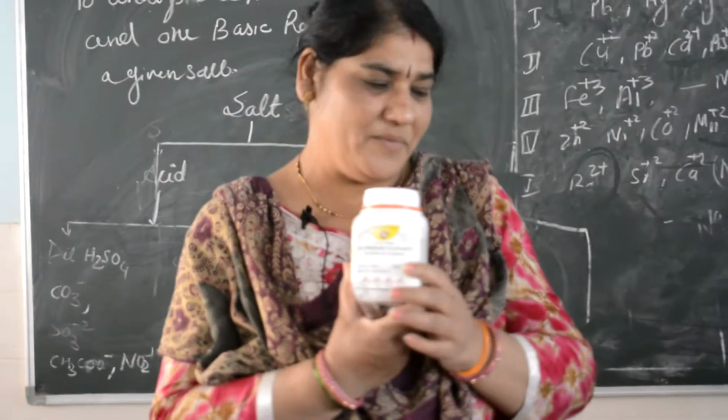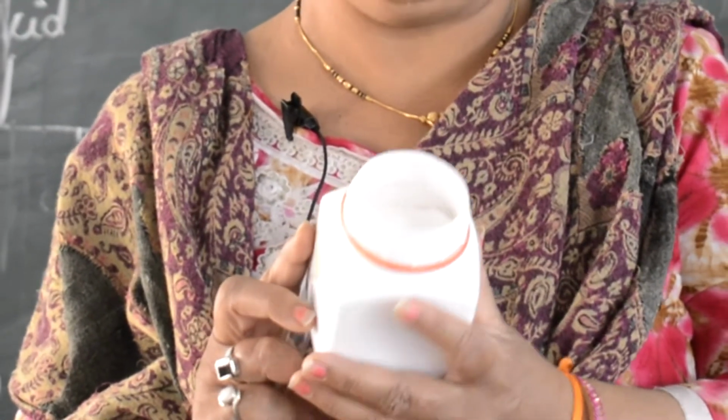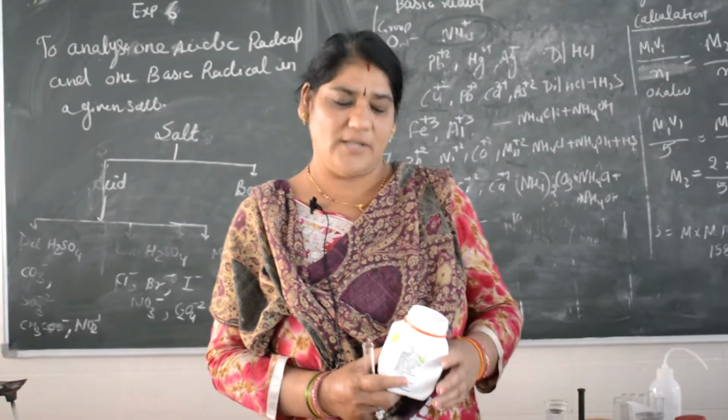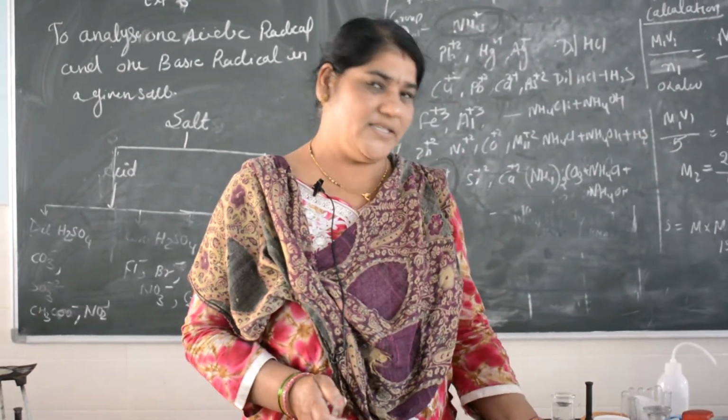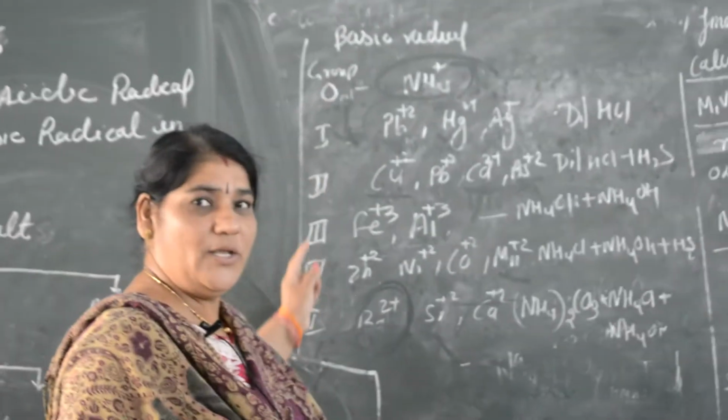I have taken aluminum sulphate. The color of the aluminum sulphate is white crystalline. Now the formula of aluminum sulphate is Al2(SO4)3, aluminum having +3 valency. Now I will start from the zero group.